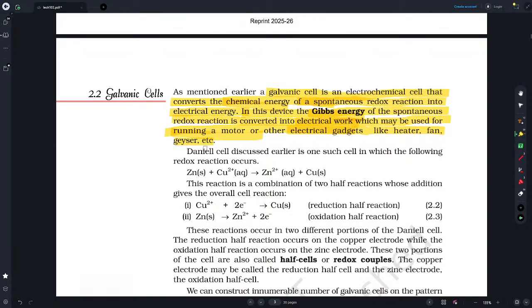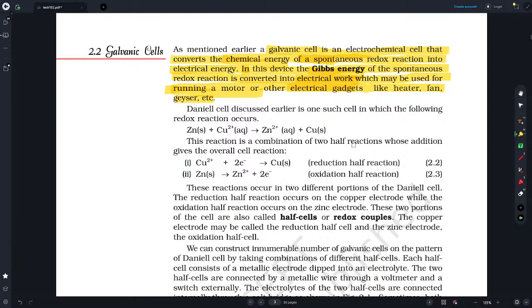The Daniell cell discussed earlier is one such cell in which the following redox reaction occurs: zinc plus copper 2 plus. Zinc will give the electrons and zinc will get oxidized. Copper will take the electrons and copper will get reduced.